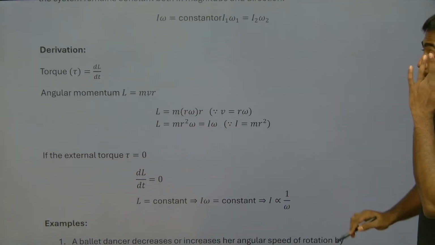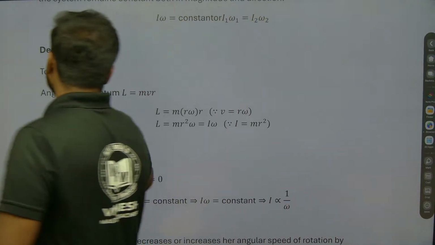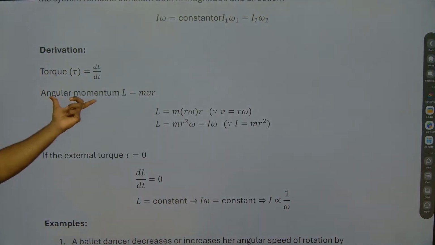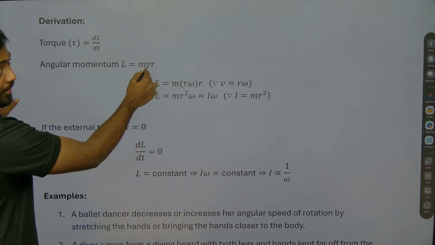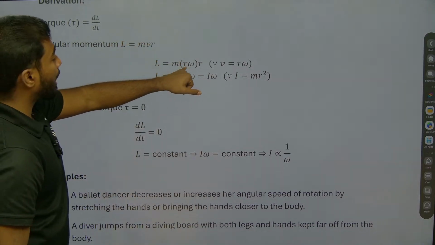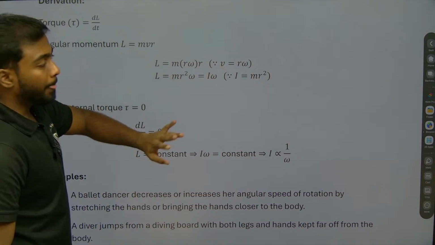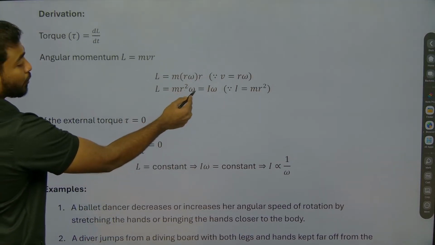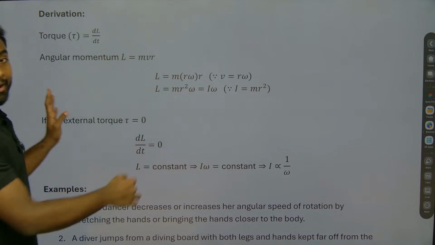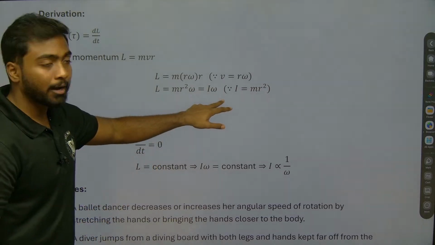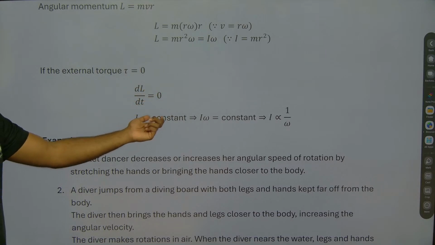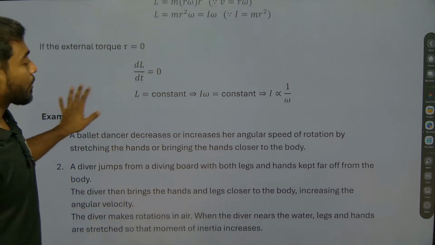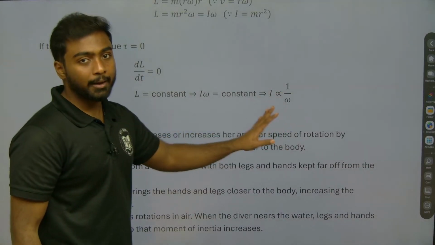So if you see the derivation, torque will be equal to dL by dt, right? So when I talk about angular momentum, it is mvr. So L will be equal to, in terms of v, what we can write, in angular terms now, r into omega into r, m r square omega. m r square is nothing but the moment of inertia, so I omega. Okay. So if no external torque, dL by dt will be equal to 0. So L will be constant. Okay. So I is inversely proportional to omega.